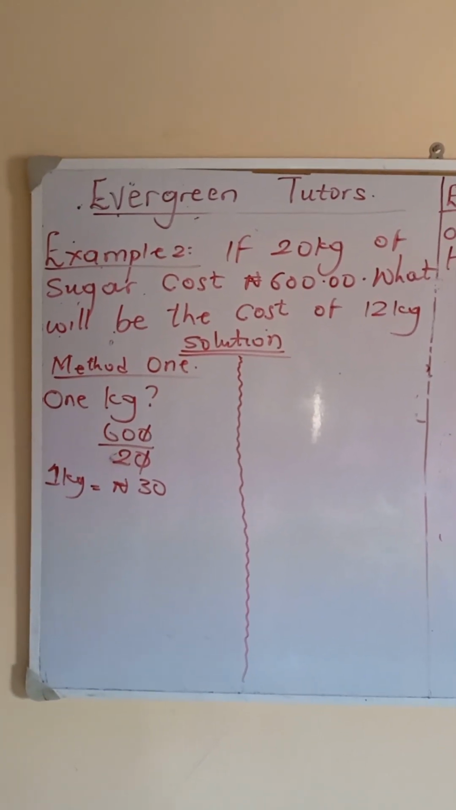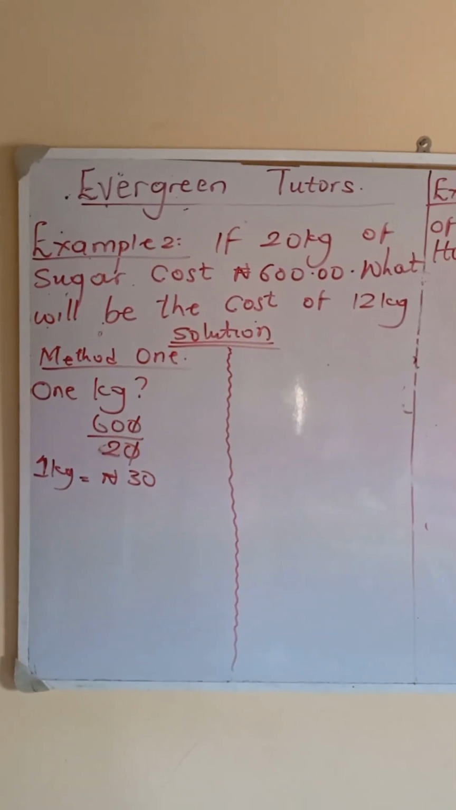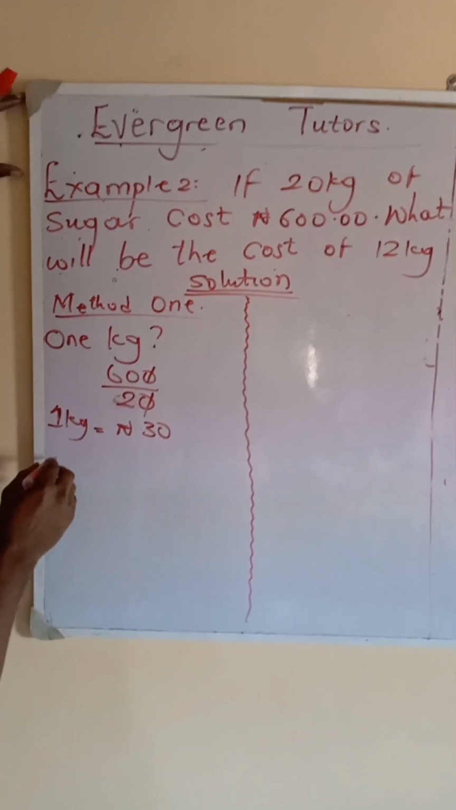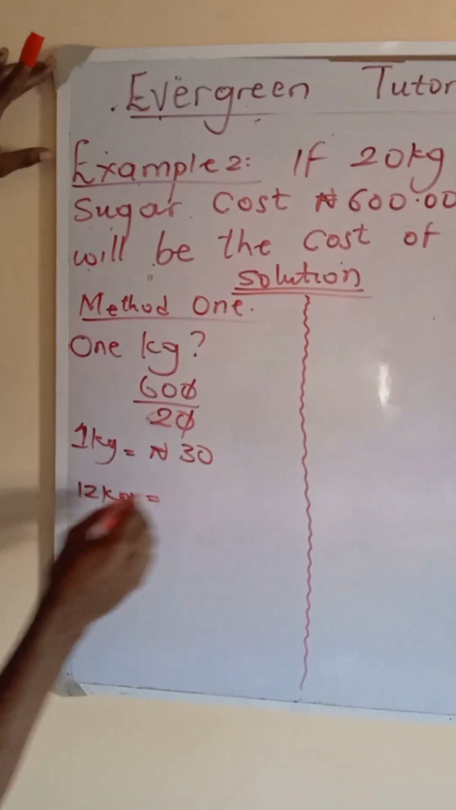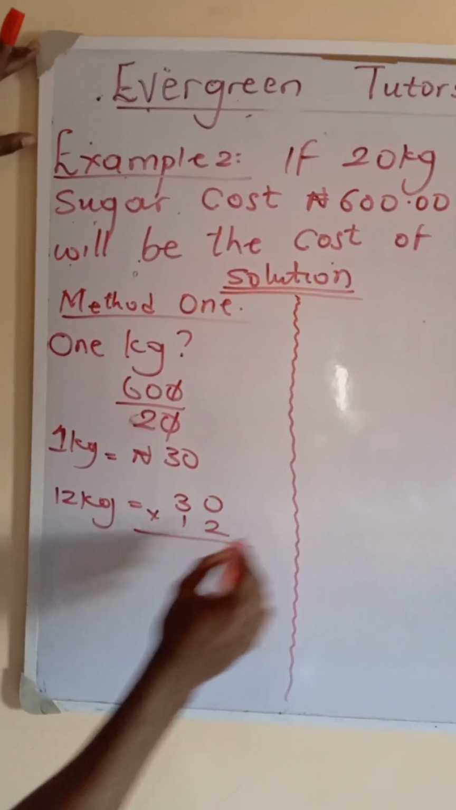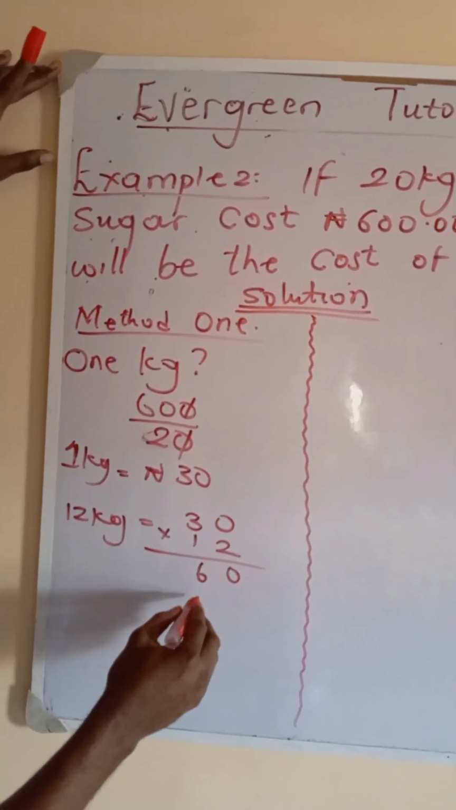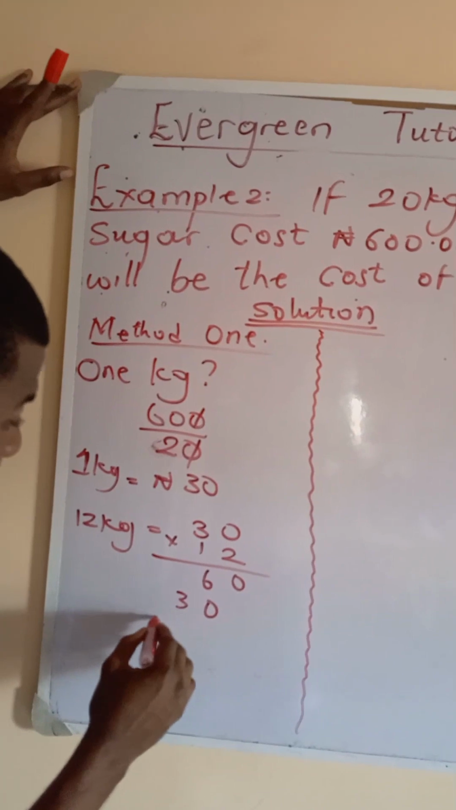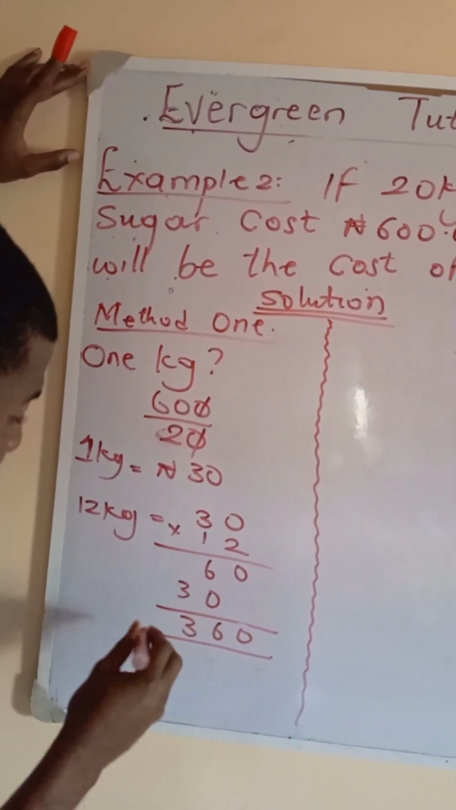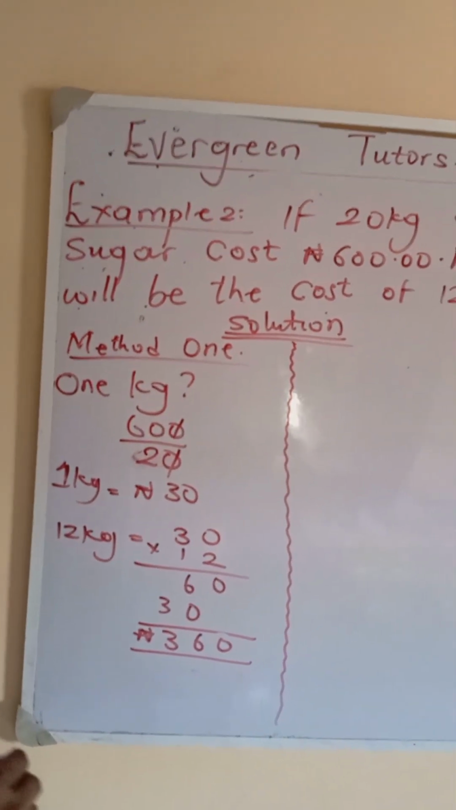1 kg will cost 30 naira. All right, then what will be the cost of 12 kg? If 1 kg is costing 30 naira, then 12 kg will be 30 multiplied by 12. This multiplied is 0, this is 6, this will give 0, and this will give 3. And then you have 360 naira. All right, 12 kg will give 360 naira.